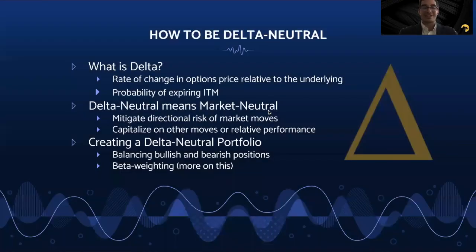First up, we have delta, widely recognized and regarded as the most important of the Greeks. Delta is the rate of change of an options price with respect to the price of the underlying. Delta can be positive or negative. Deltas can also be thought of as the probability that the option will expire in the money. Having a delta neutral portfolio can be a great way to mitigate directional risk from market moves. This means balancing bullish and bearish positions and weighing them accordingly.